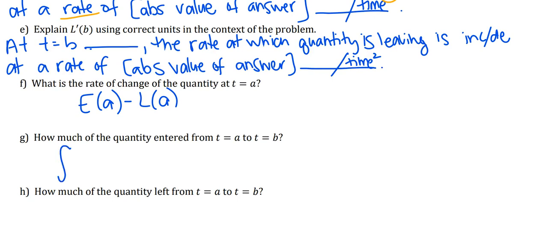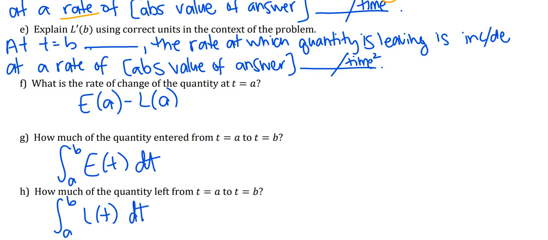So here I want the integral from time t equals a to time t equals b, but just how much entered, so we'll integrate e of t. Similarly for part H, how much of the quantity left from time t equals a to time t equals b? That'll be the integral from a to b of L of t dt.